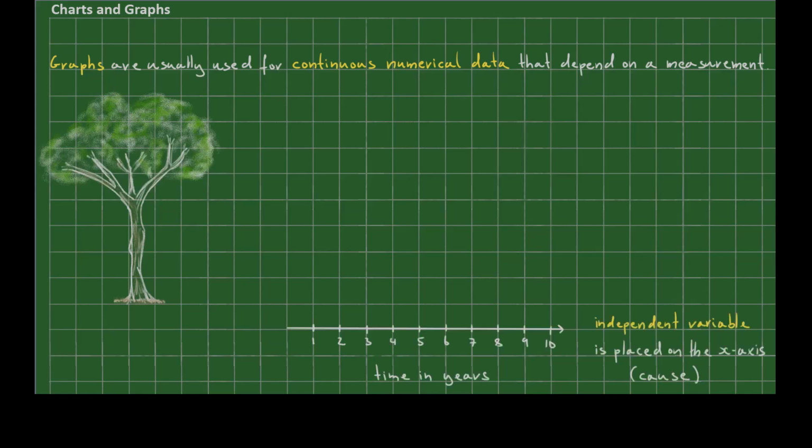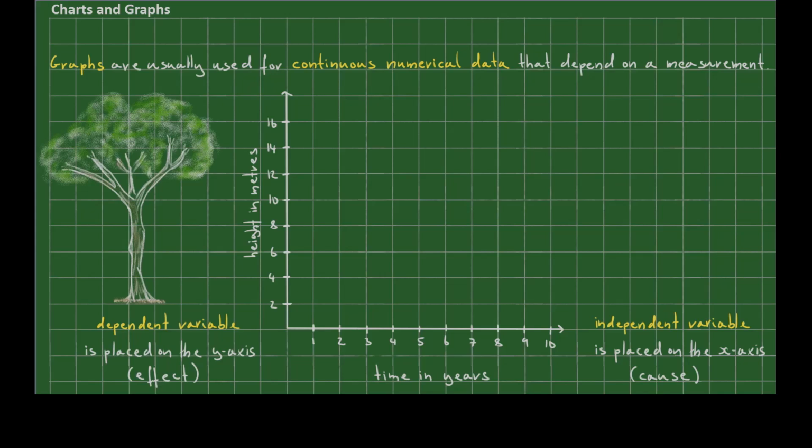On the x-axis, we will place the independent variable. This is often known as the cause. In this particular case, that is time in years. The y-axis will contain the dependent variable. In this case, that is the height in meters. The dependent variable is sometimes referred to as the effect.